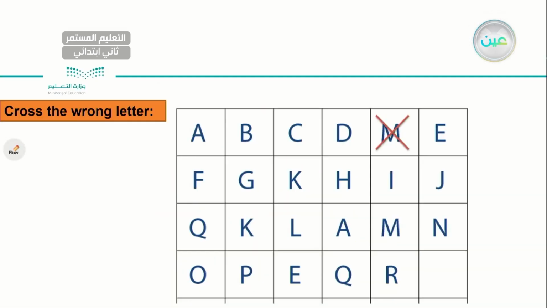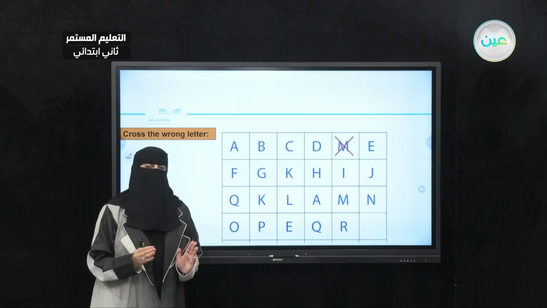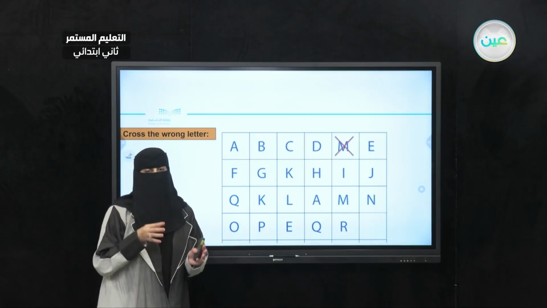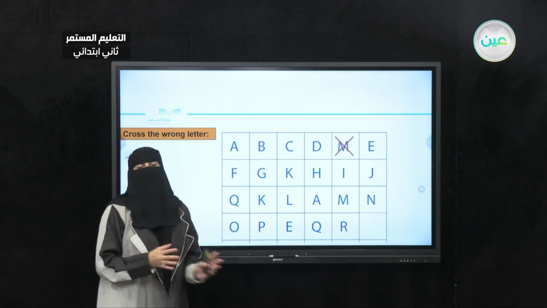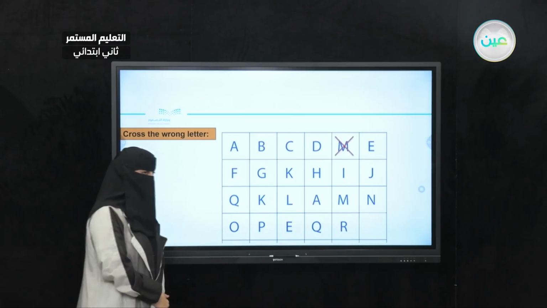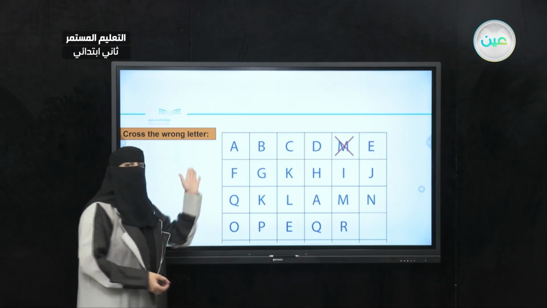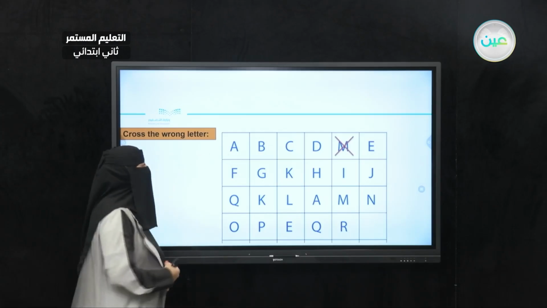Now, this is a new exercise I have for you. Cross the wrong letter. Now, I have all the letters that we've took so far, but I try to trick you by placing wrong letters to mess up the order of the alphabets. Okay, so I gave you the first one as an example. So let's go ahead and read the first line.